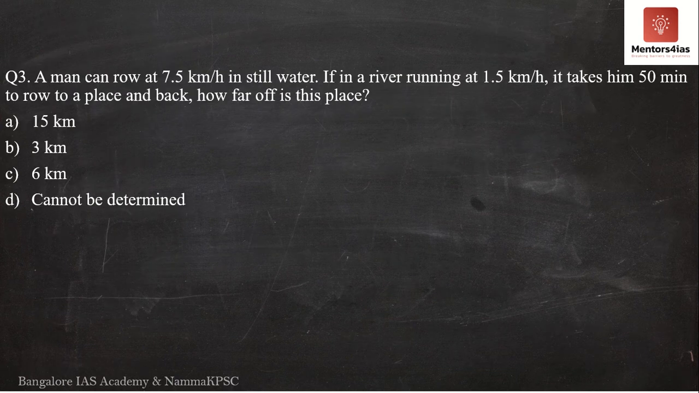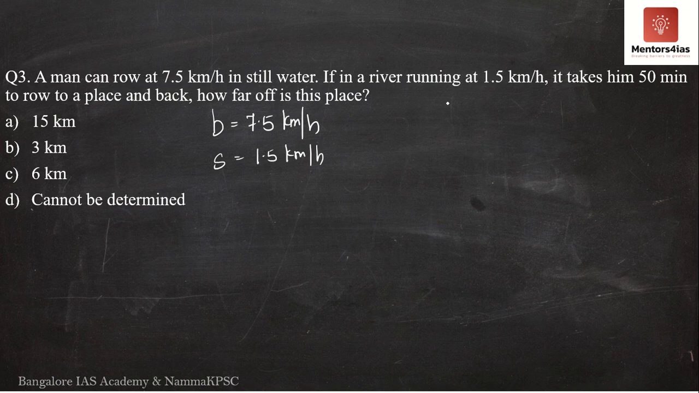So now we have moved over to the next question, that is question number 3. Question number 3 says, a man can row at 7.5 kilometers in still water. Meaning B is equal to 7.5 kilometers per hour. If in a river running at 1.5 kilometers per hour, meaning S is 1.5 kilometers per hour, it takes him 50 minutes to row to a place and back. How far is this place?